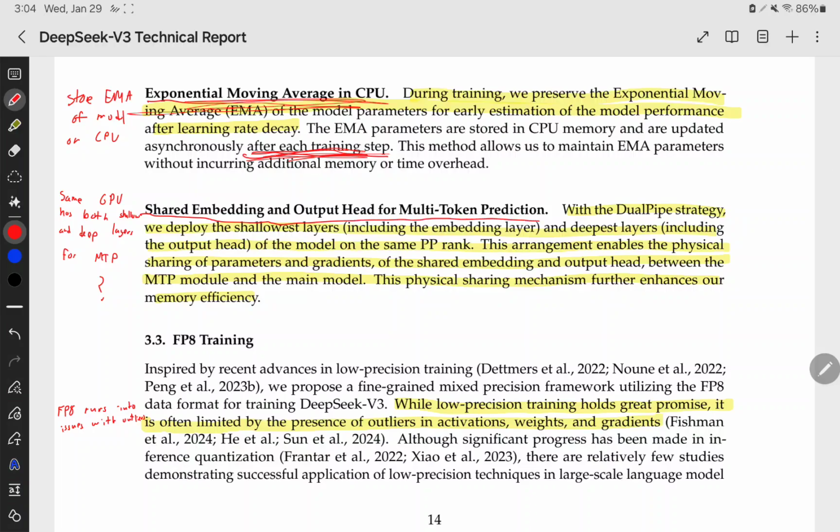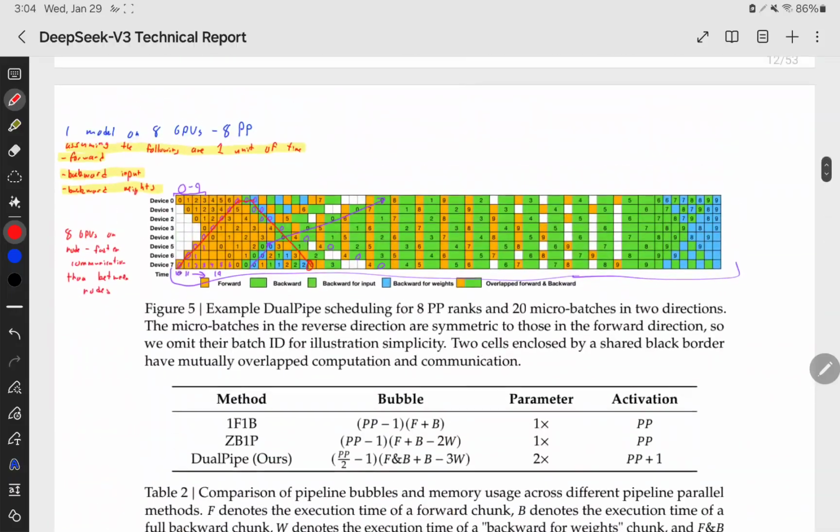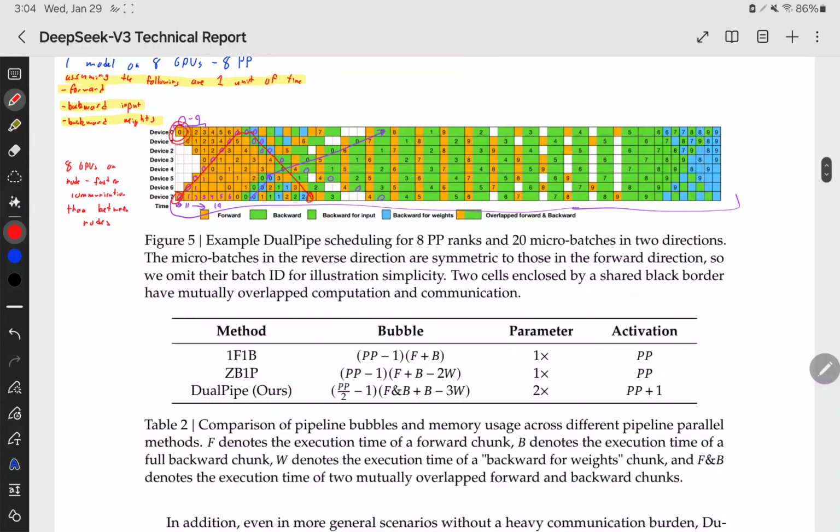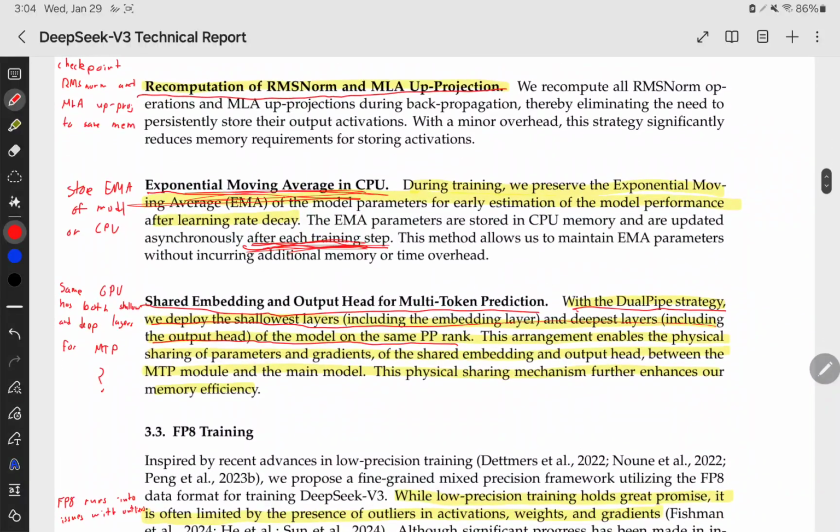Shared embedding and output head for multi-token prediction. This one kind of confused me. They say with the dual pipe strategy, we deployed the shallowest layers and deepest layers of the model on the same PP rank. I think that's saying you deploy shallow and deep layers on the same rank. But if you look up here, the shallow layers have to be on device 0 and the deep layers have to be on device 7 if you want to do this efficiently. So that was kind of confusing, because you would start here, iterate to the end, but then have to jump back here to compute the deep layers.